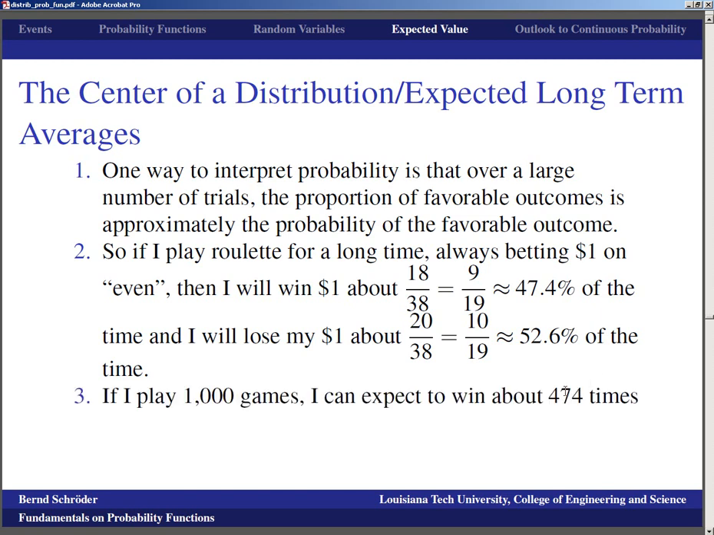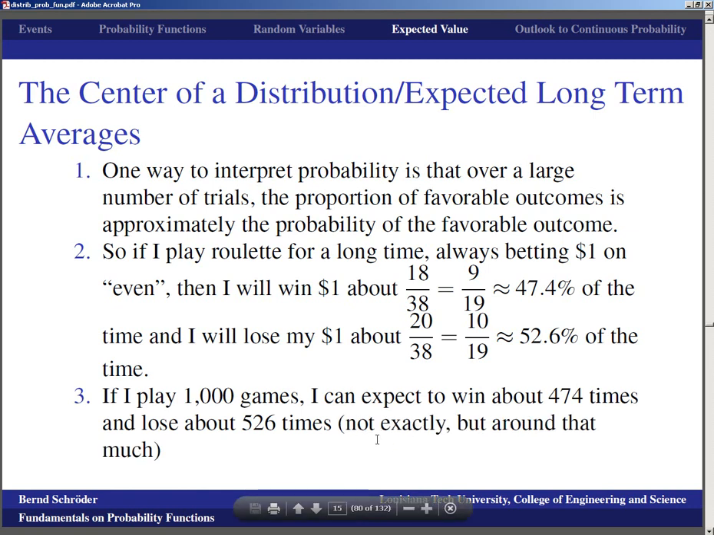So that also means, in the long run, if I play 1,000 games, I can expect to win about 474 times and lose about 526 times. Not exactly. It is possible that I win more than 500 times, but it's unlikely. It is possible that the house wins 550 times, which is also unlikely, but the house will win around 526 times.